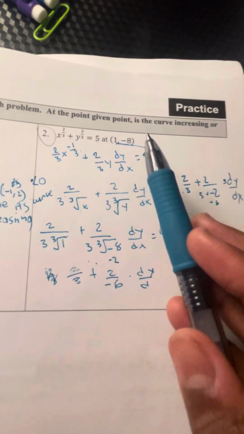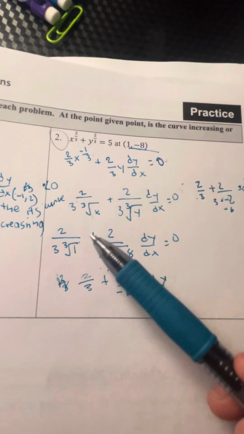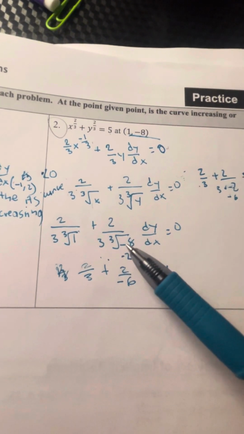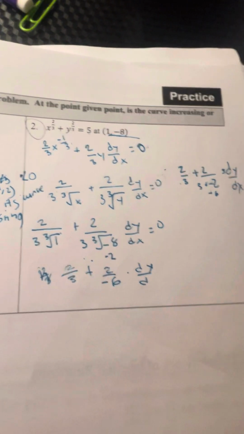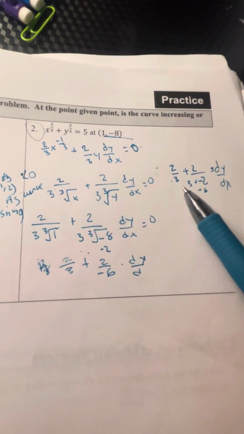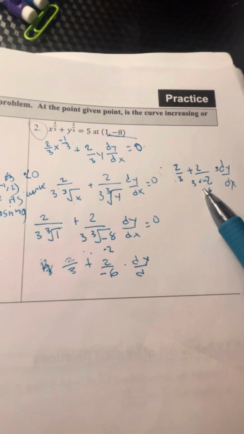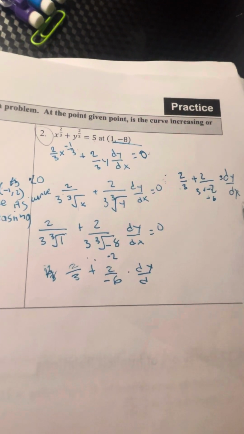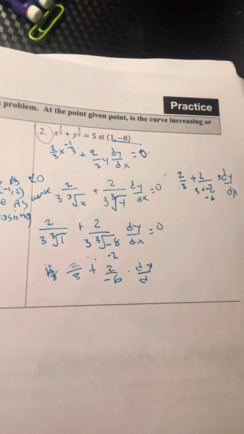And so here we're just going to plug in our points for our variables at this point. So x will be 1 and y will be -8, and we simplify: 2 over 3 plus 2 over -6 times dy over dx. And so this is where we left off.